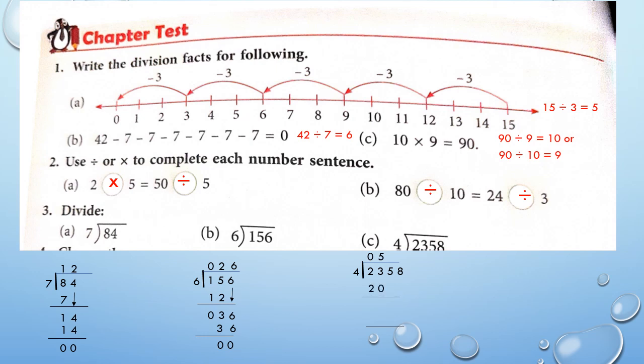Bring down 5. In the table of 4, we have to see till 35, but 35 does not come, so 4 8s are 32. Now 35 minus 32 is equal to 3. Bring 8 down. Again 4 9s are 36, and 38 minus 36 is equal to 2. 3 minus 3 is equal to 0. So here 2 is the remainder and 599 is the quotient. These three sums you have to do in your notebook. Now let's go to the next question, number 4.